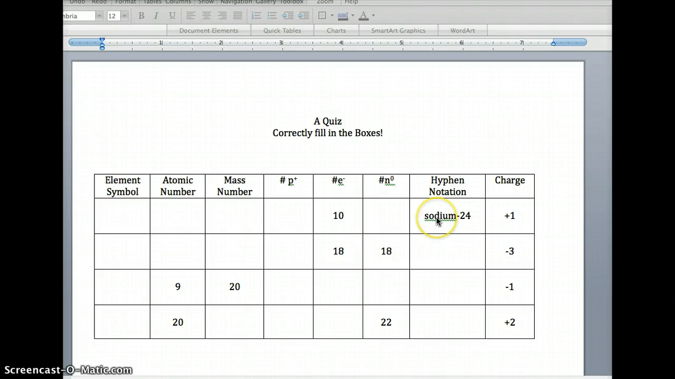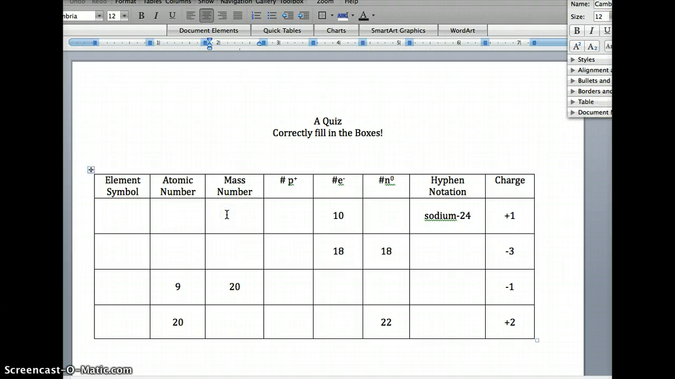I'd start with my sodium, 24. Sodium is the name of the element, 24 is the mass number. So the mass number, you'd say, is 24. And the element symbol for sodium is Na. The atomic number for sodium, if you look at your periodic table, you'll find that it's 11.